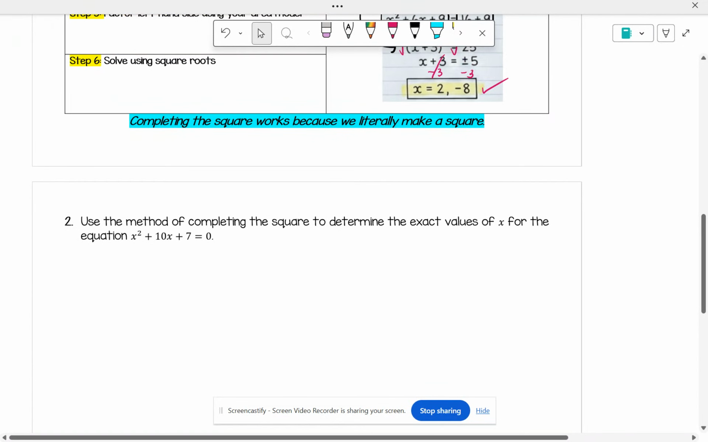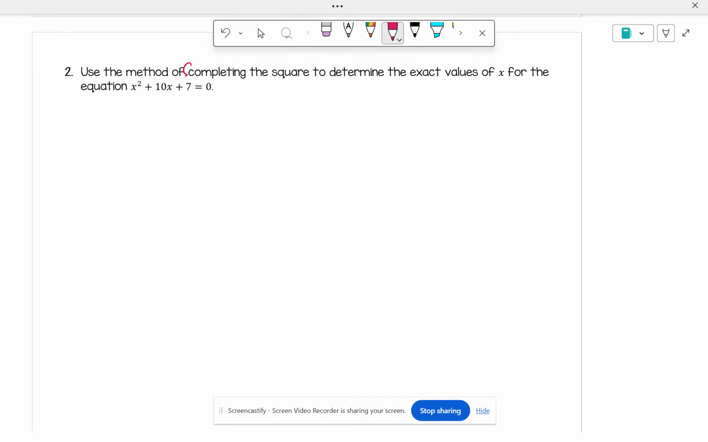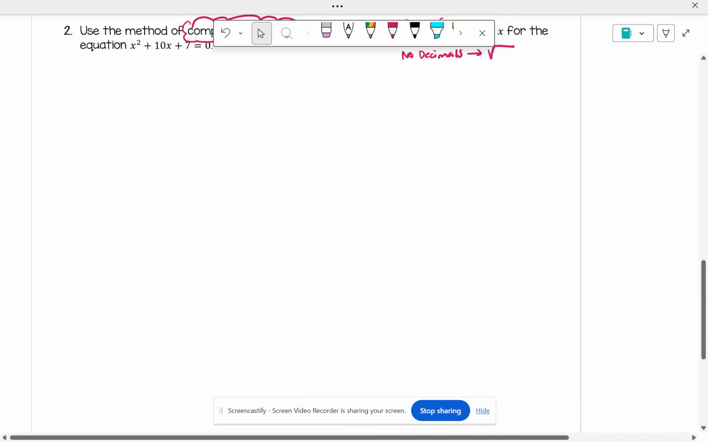Completing the square works because we literally make a square. So with all that kind of mumbo jumbo up there, let's do a question together. Use the method of completing the square. Ding, ding, ding, ding. I will be completing the square to determine the exact values. Exact means no decimals. Your answer will have square roots in it. Of x for the equation x squared plus 10x plus 7 equals 0.